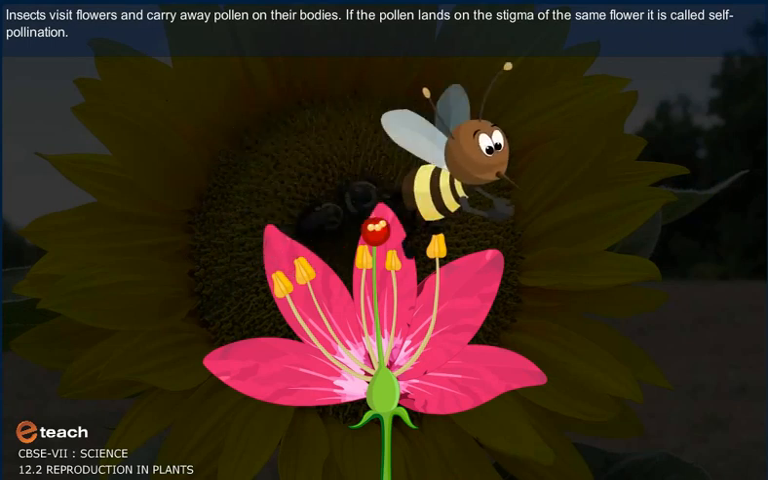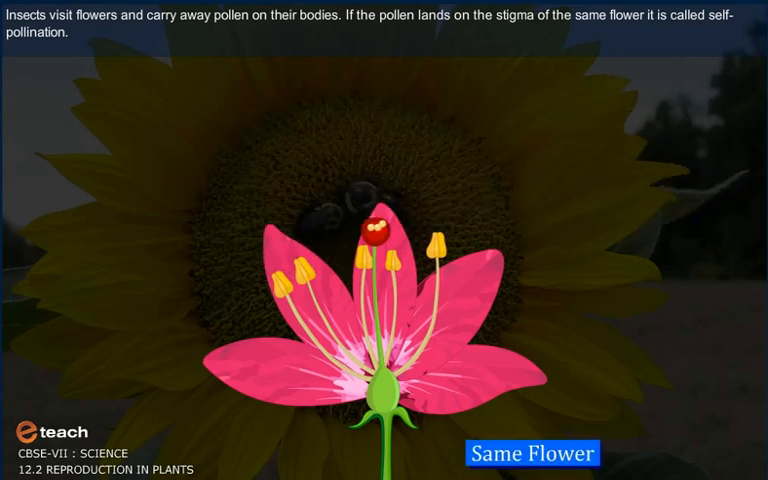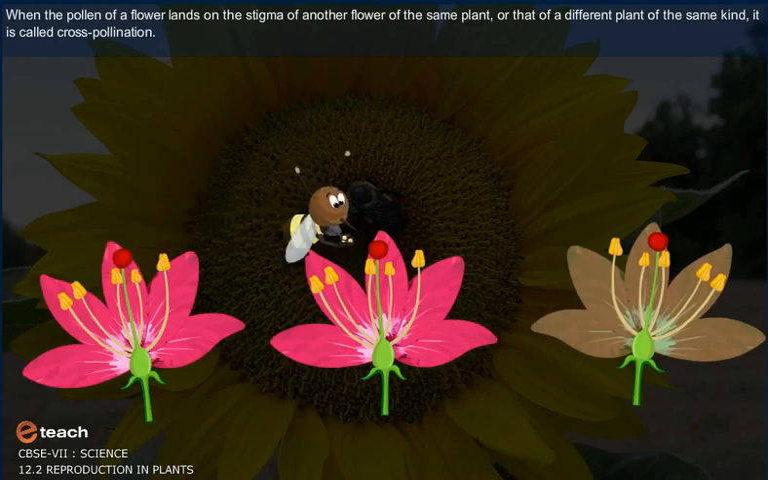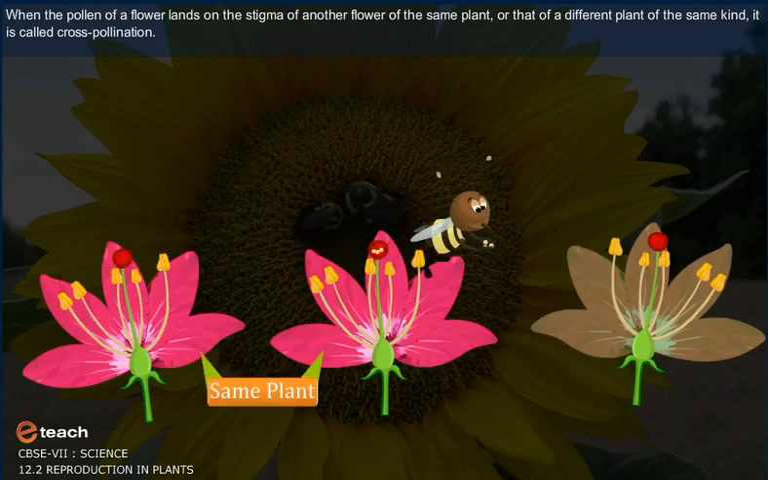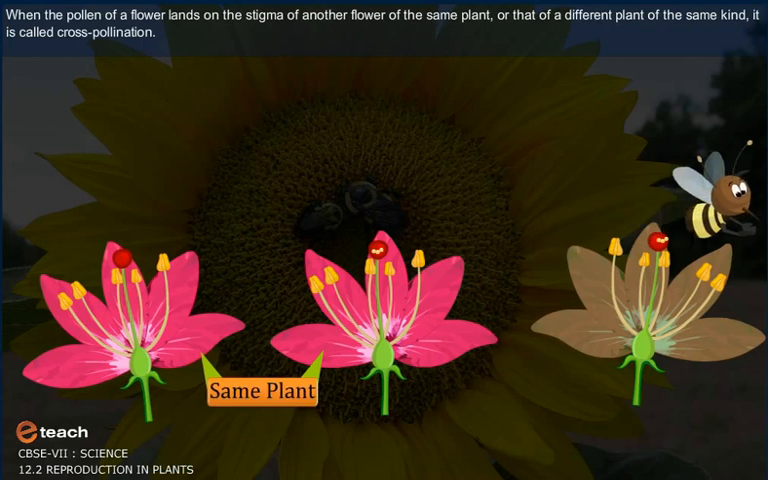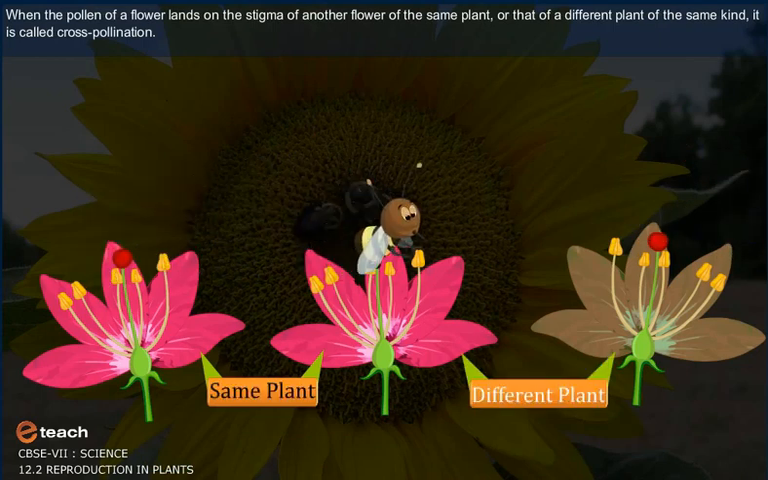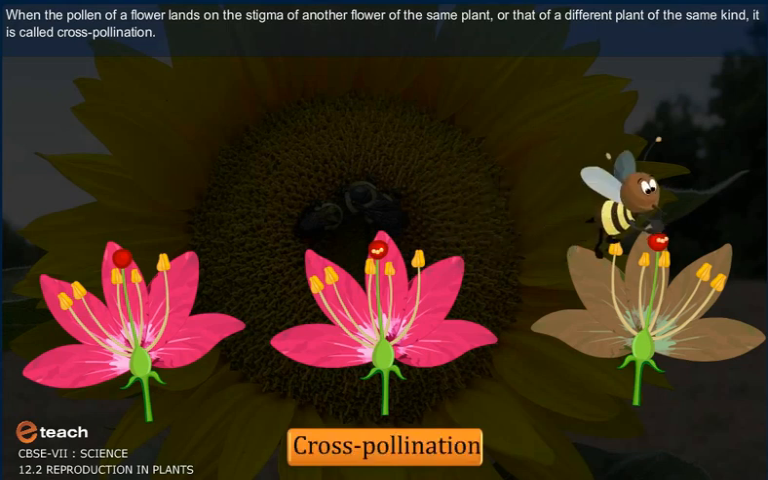If the pollen lands on the stigma of the same flower, it is called self-pollination. When the pollen of a flower lands onto the stigma of another flower of the same plant, or that of a different plant of the same kind, it is called cross-pollination.